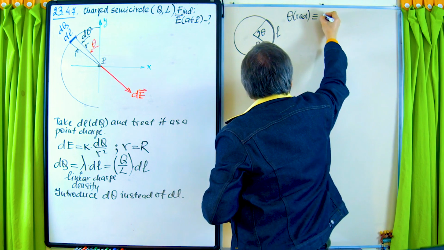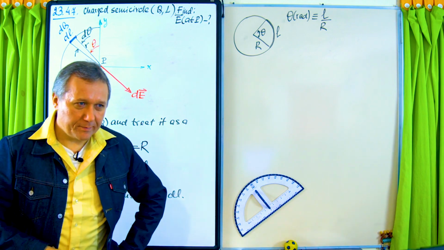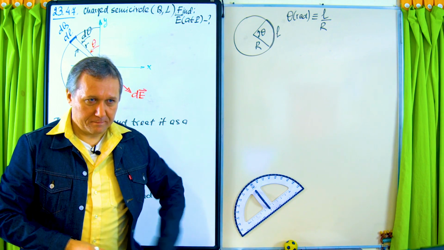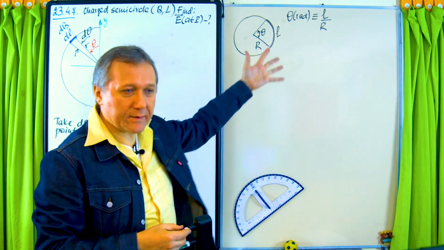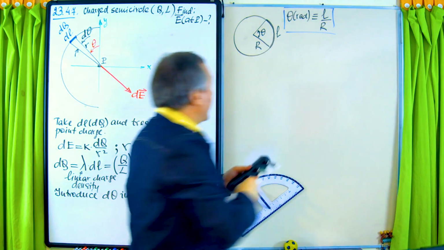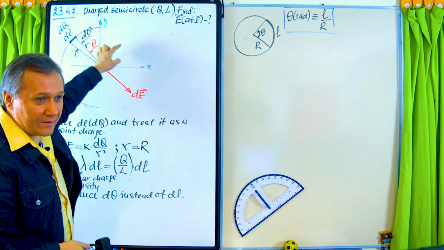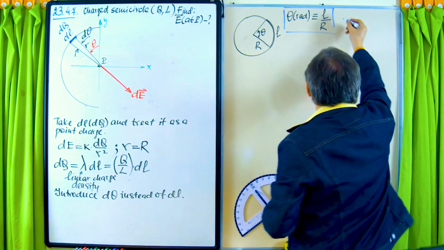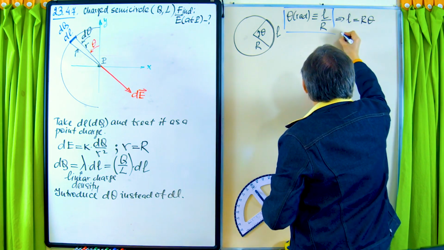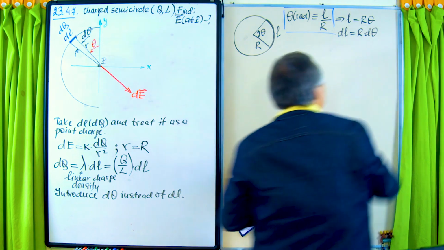By definition, angle theta in radians, by definition, 3 lines, it's the ratio of that arc length divided by the radius of the circle. That's how we introduce angle in radians. So how can we connect dl with d theta? Easily, right? From here, I can write that L equals r theta. And then, since r is constant, I can write that dl equals r d theta.